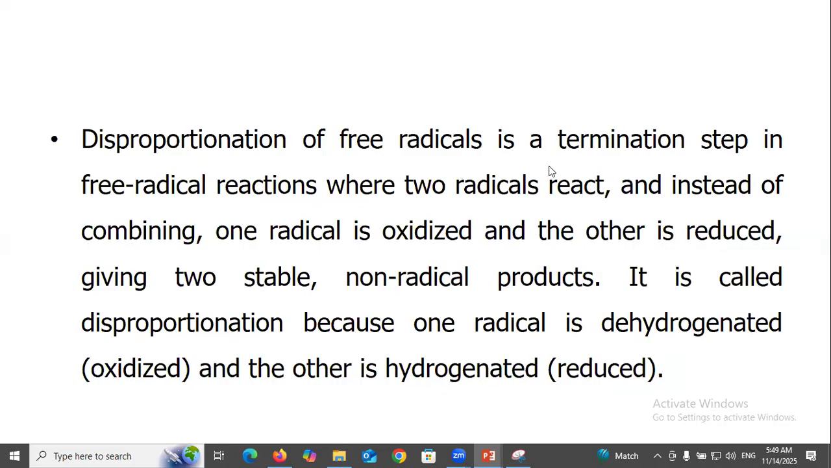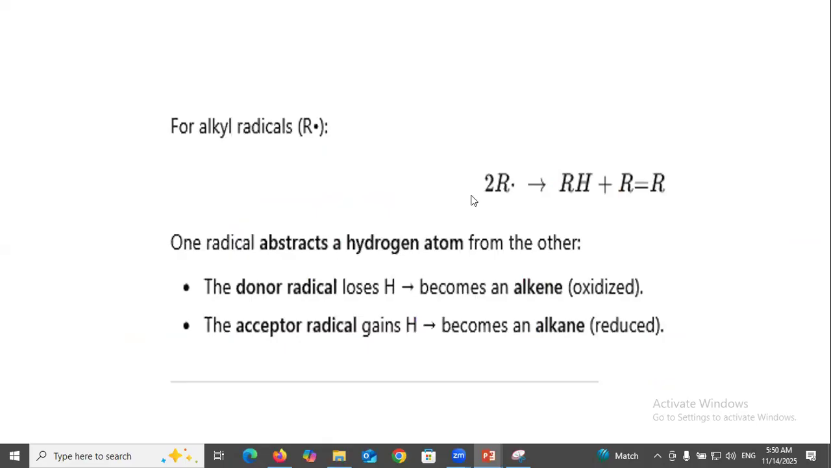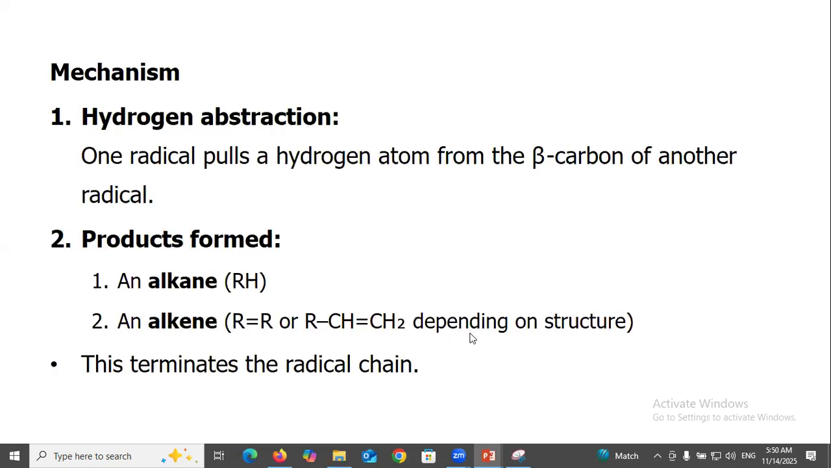Disproportionation of free radicals is a termination step in the free radical reaction where two radicals react, and instead of combining, one radical is oxidized and the other is reduced, giving two stable non-radical products. It is called disproportionation because one radical is dehydrogenated, oxidized, and the other is hydrogenated, reduced. In the case of alkyl free radicals, one abstracts hydrogen and forms the other. Donor radical loses hydrogen, becomes the alkene, oxidized. Acceptor radical gains hydrogen, becomes the alkane, reduced.